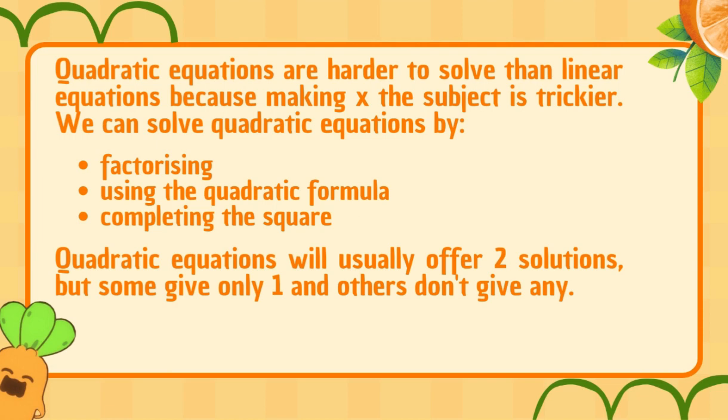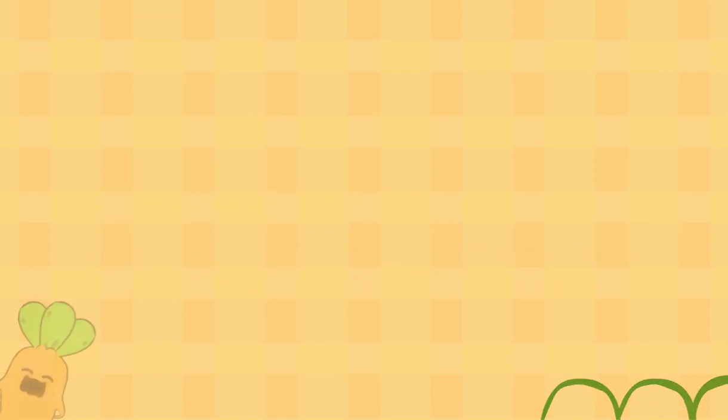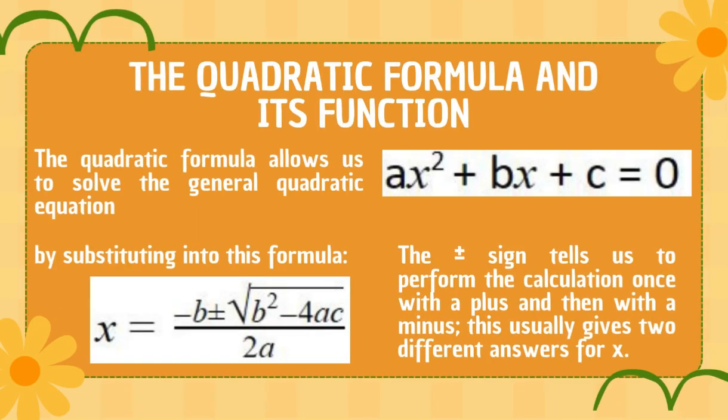A quadratic equation will usually offer two solutions, but some give only one and others don't give any. The function of the quadratic formula: the quadratic formula allows us to solve the general quadratic equation ax squared plus bx plus c equals 0 by substituting into this formula, where x equals minus b plus or minus the square root of b squared minus 4ac, all over 2a. The plus or minus sign tells us to perform the calculation once with a plus and then with a minus. This usually gives two different answers for x.